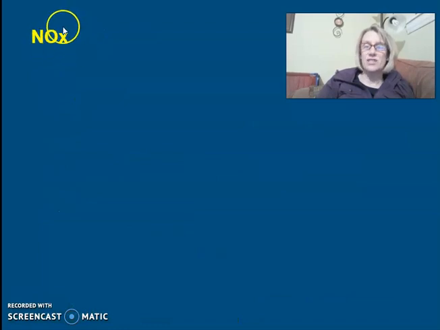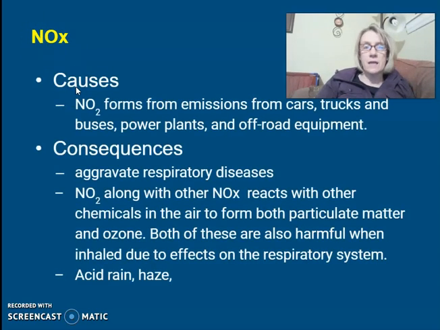All right, here are NOxes. Again, this X is just shorthand because there's a couple different varieties: NO, NO2, nitrous oxide. This is also from emissions from cars, trucks, buses. It can aggravate respiratory diseases. And again, this also reacts to form ozone, which we'll talk about. And both of these are also harmful when inhaled due to effects on the respiratory system.